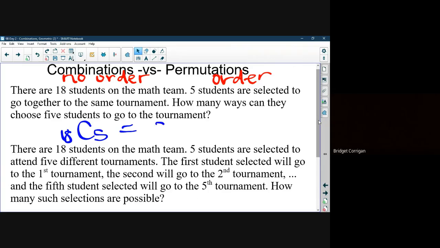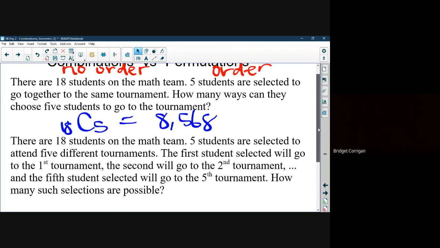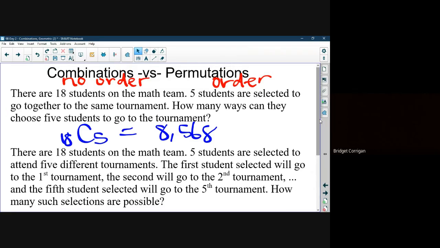And you're going to get 8,568. Okay? If you look at the next one, the difference here is this time you have 18 students in the math team. 5 students are selected. So again, you're choosing 5, but the first student selected will go to the first tournament. The second student will go to the second, and so on. Okay, so there's a specific order.